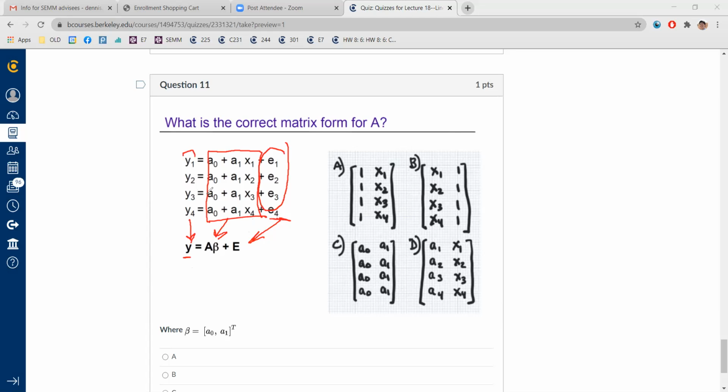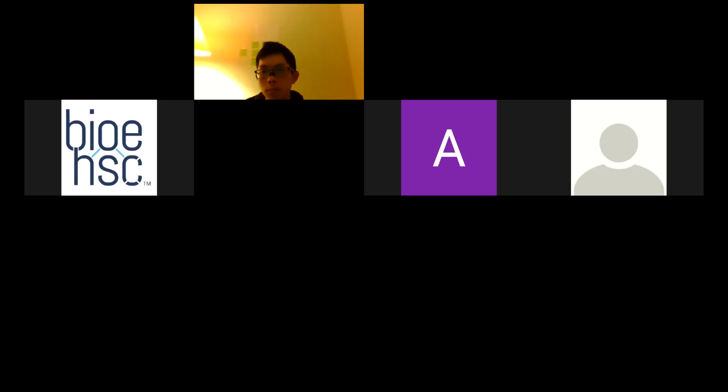Okay, so in that case I think it would be A, right? I think so, yeah. Definitely not C or D, because if they asked for A beta, then it would be either C or D. So yeah, I think that's pretty straightforward once you know what you're doing.